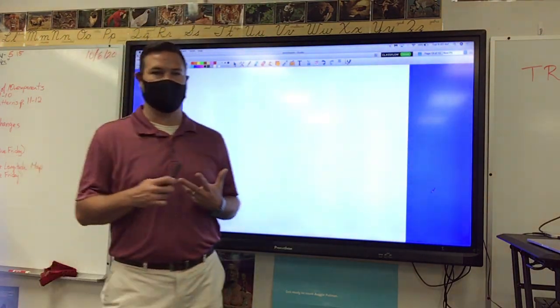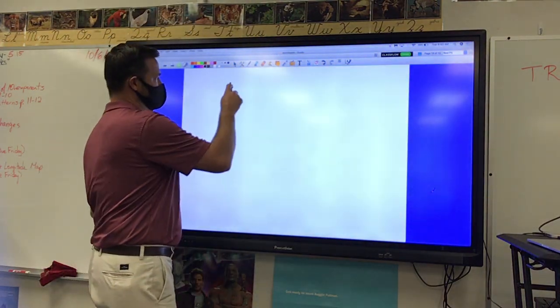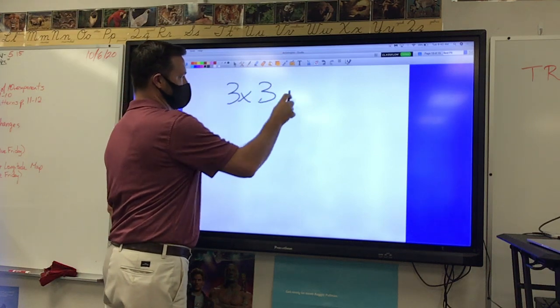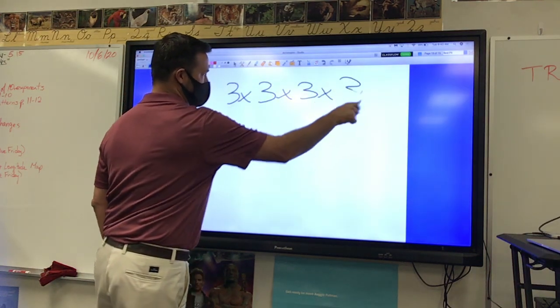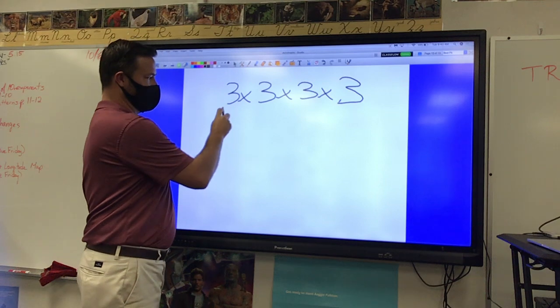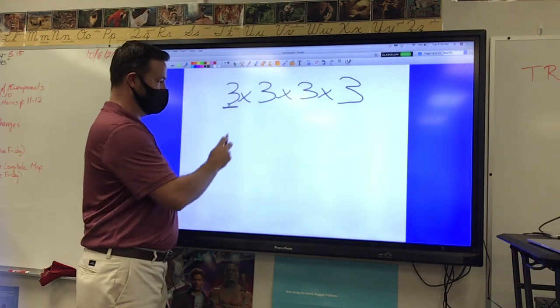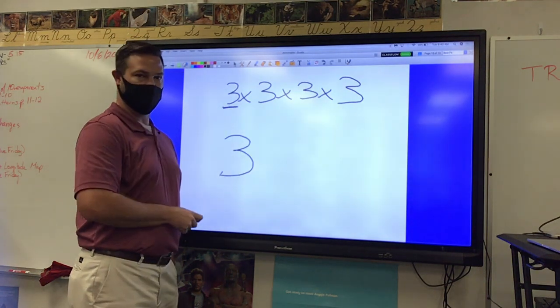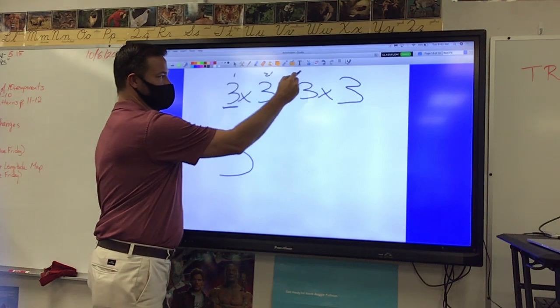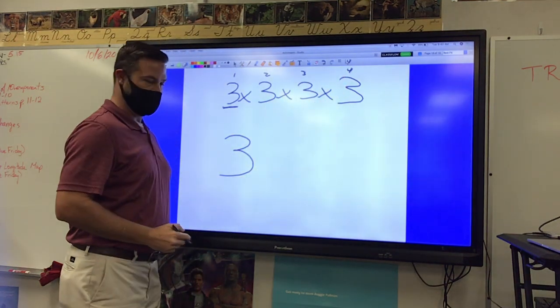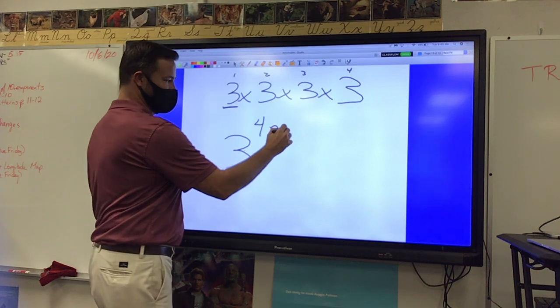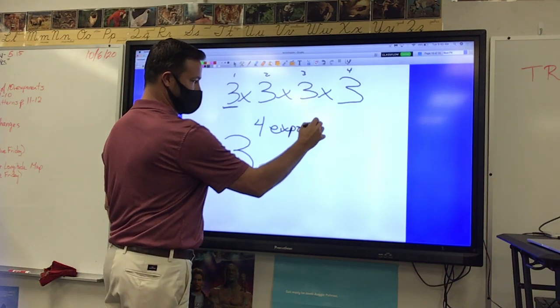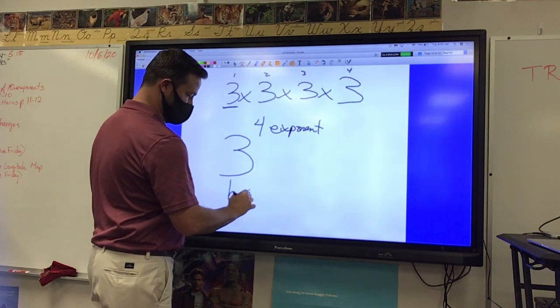Okay, so today we're talking about exponents. If you see something like this, what this means is that I'm going to have 3 as my base number. So that's the 3 as a big number. And then there's 1, 2, 3, 4 of these. So that's going to be my exponent. This is called an exponent. This is called your base number.